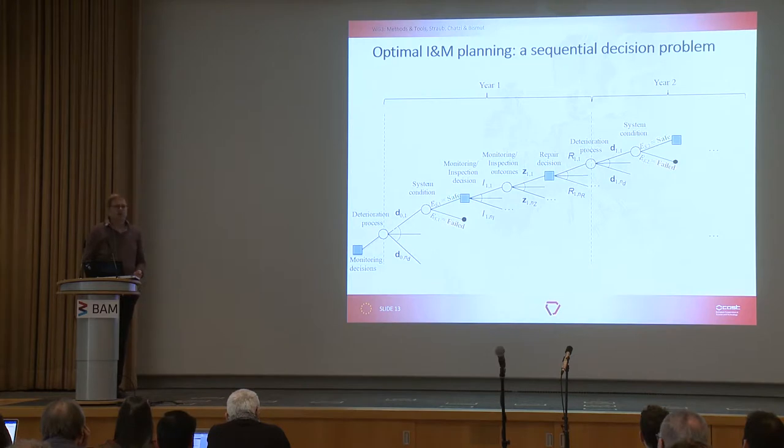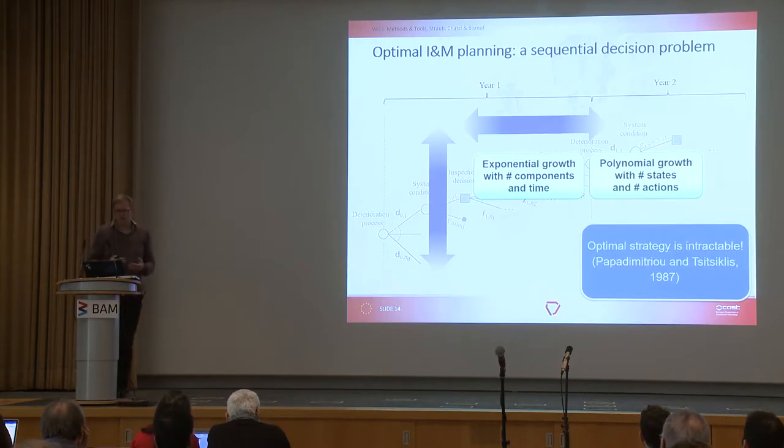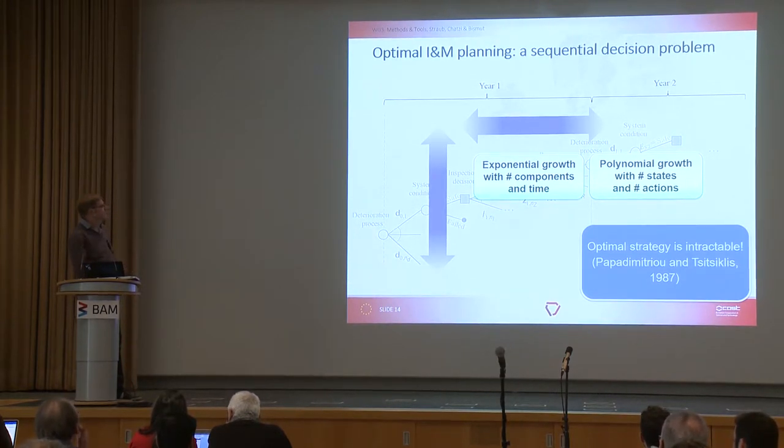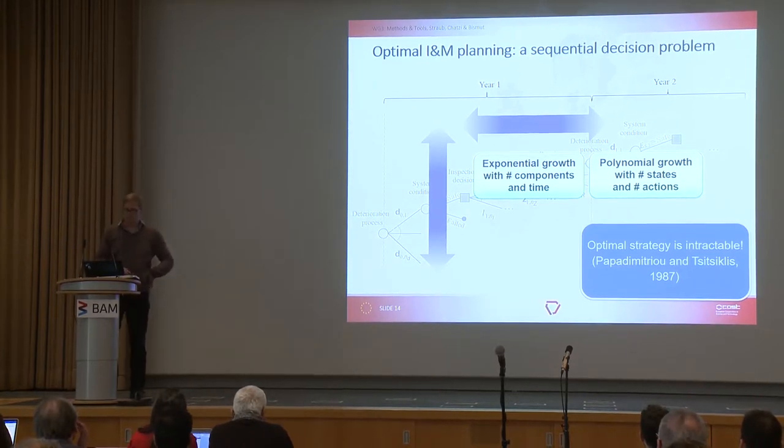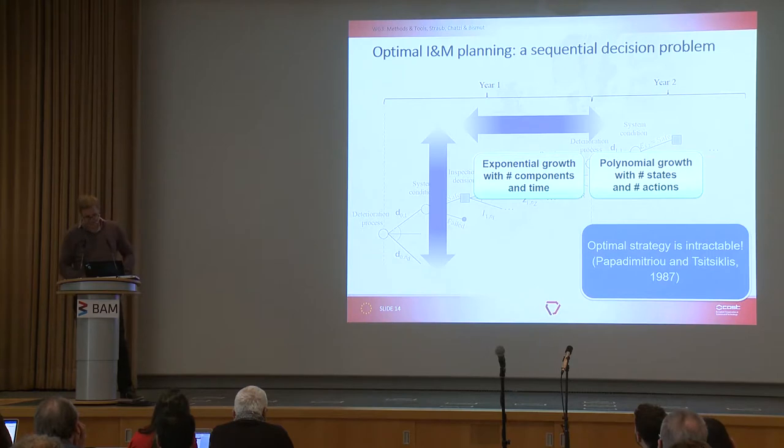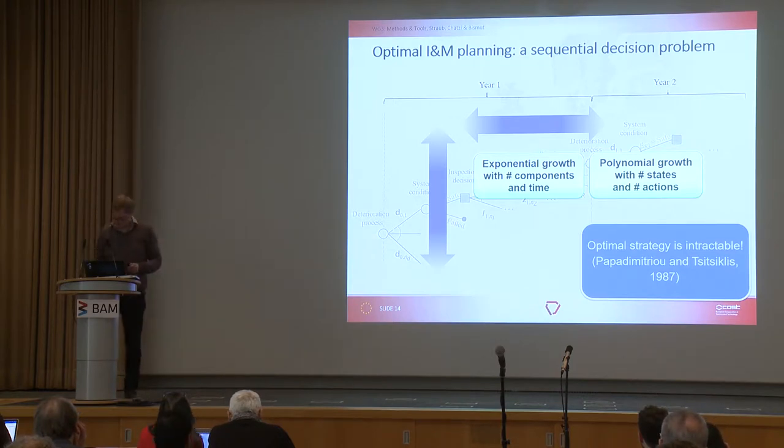Such a model really has a problem of being somewhat exponential. You have exponential growth or polynomial growth, depending on what you're looking at. Already a long time ago, people realized that in the general case you cannot find an optimal strategy in such a situation, which means we also have some difficulties identifying the value of information. Because basically, the assumption is that we do the optimal thing. But if you cannot actually identify the optimal thing, that's a bit of a challenge. It's a PSPACE-complete problem.